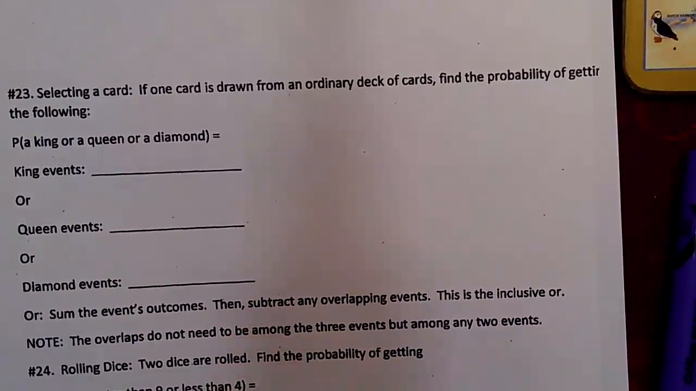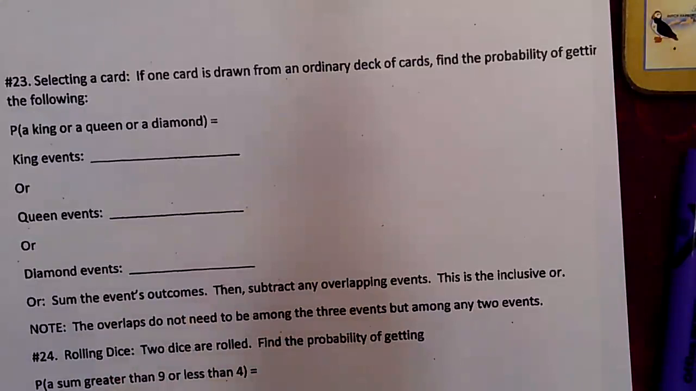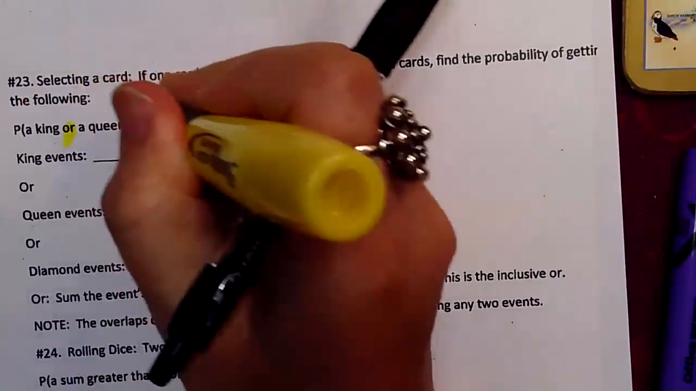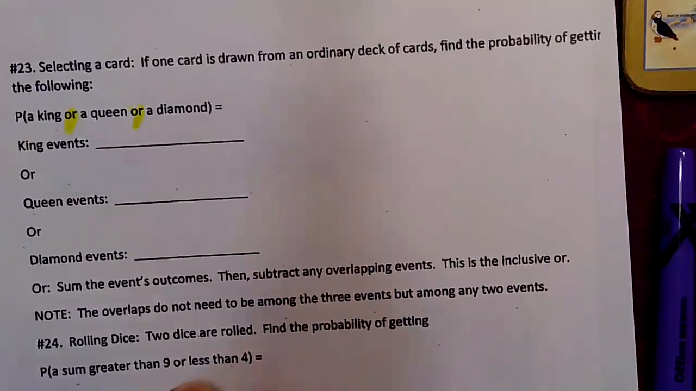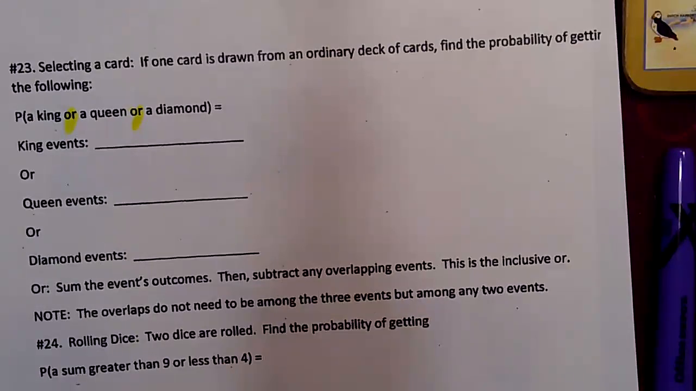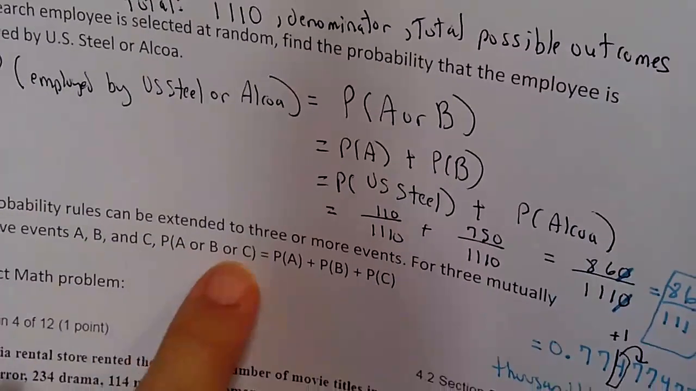Selecting a card. If one card is drawn from an ordinary deck of cards, find the probability that you have a king or a queen or a diamond. So this one's got the or, and we haven't seen one like this, right? That's got three of them. So we kind of saw that. Let's see, one of the formulas. Kind of saw that idea here that could be applied.